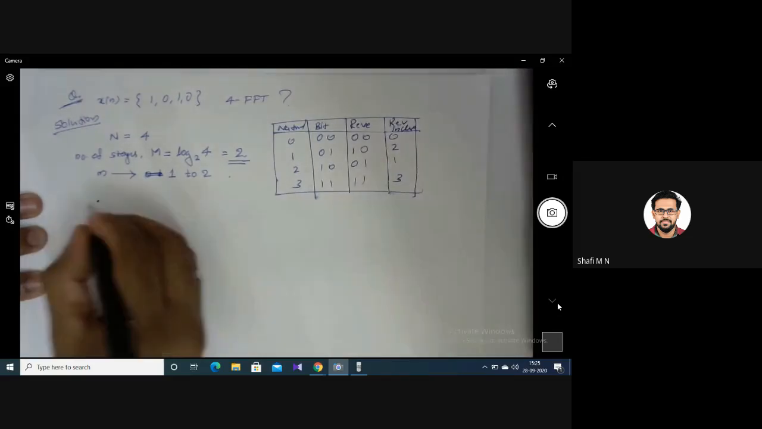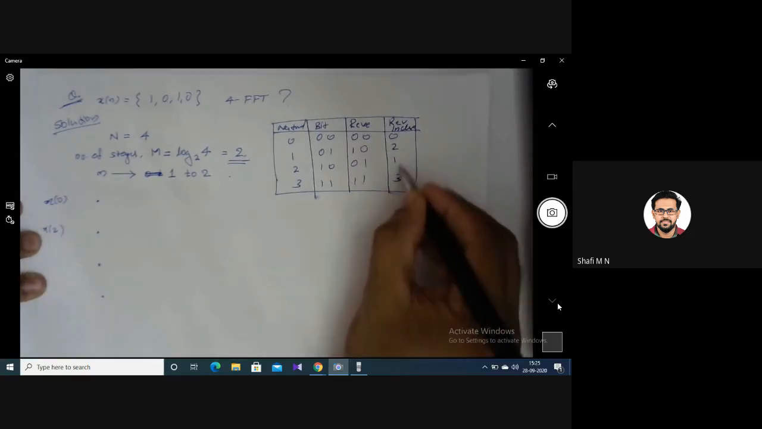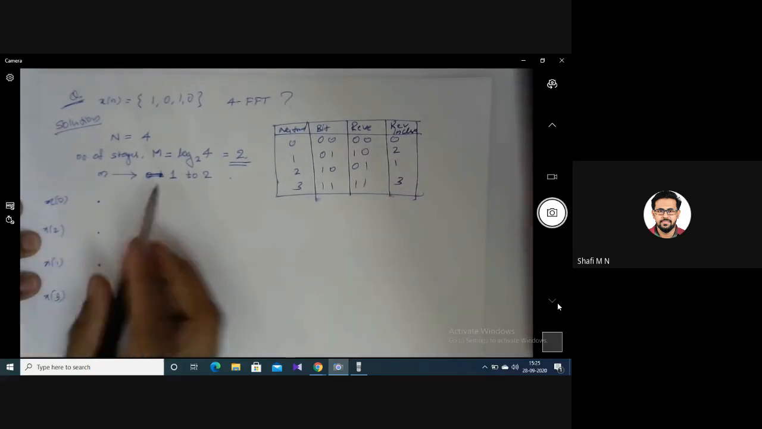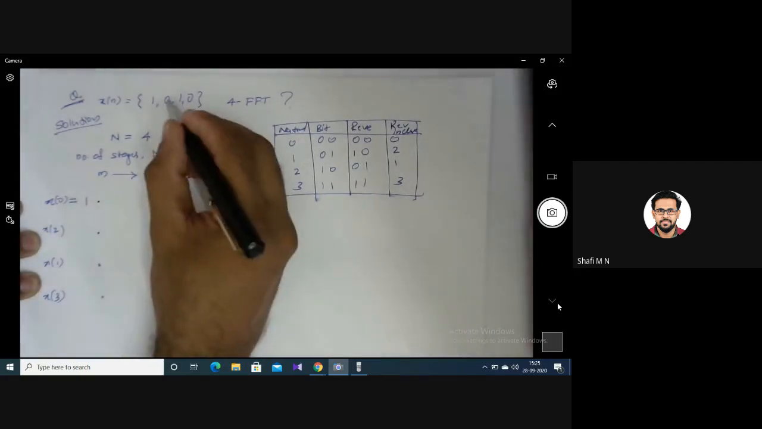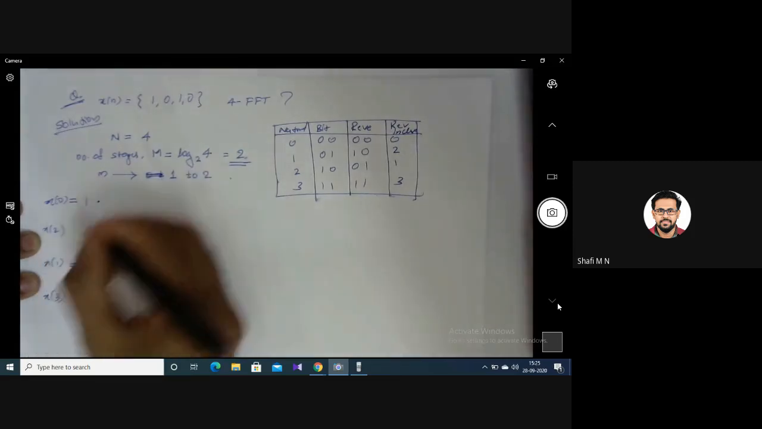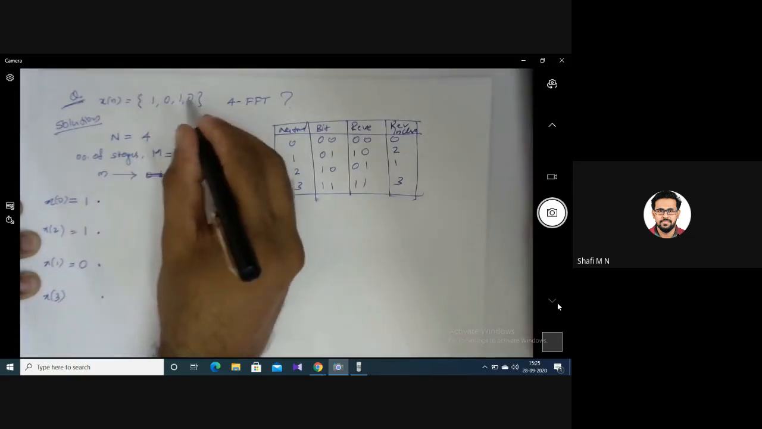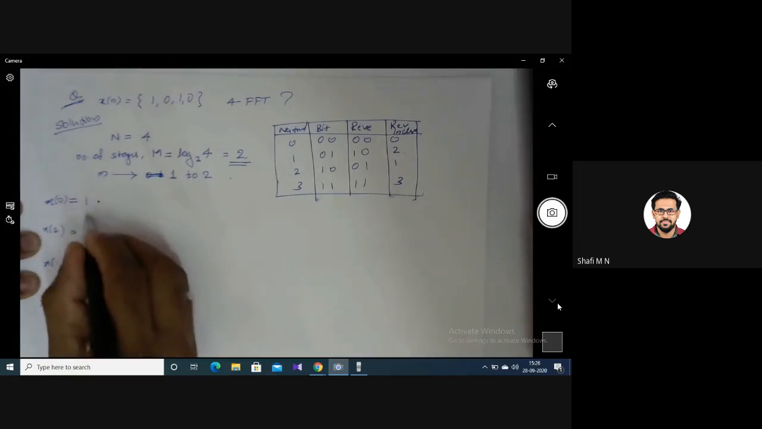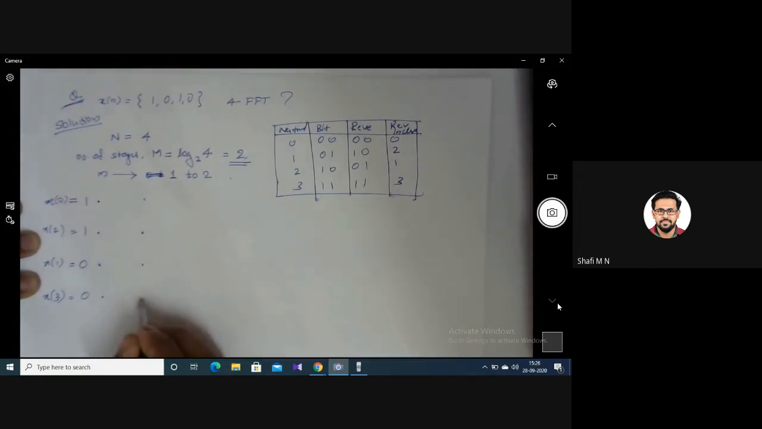Initially what you have to write is x of 0, then x of 2, then x of 1 and x of 3. So that is the bit reversed index, isn't it? Let me see what is x of 0. x of 0, as per the given sequence, is 1, and x of 1 is 0. x of 2 is 1, and x of 3 is 0. So these are my inputs, which I'm feeding to this particular butterfly system. This is what you have to do in the next step.